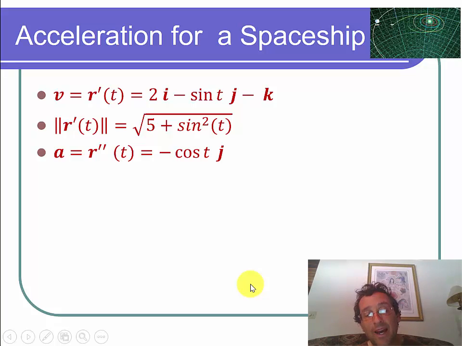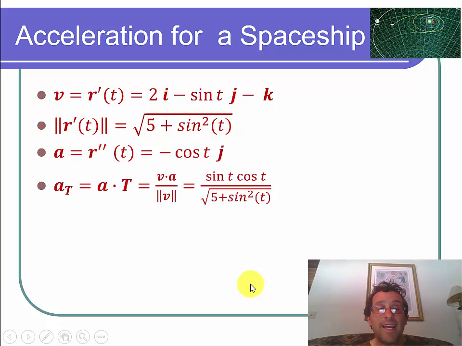So now let's work out the rest. To find a sub t, I'm going to use this formula that says that that's equal to v dot a over the magnitude of v. So v was 2i minus sine of t j minus k, and if we dot that with negative cosine of t j, that's a, then the i and k parts zero out, and all we're left with is negative sine of t times negative cosine of t, which is just sine of t times cosine of t, and there's our dot product. Then we're supposed to divide by the magnitude of v.